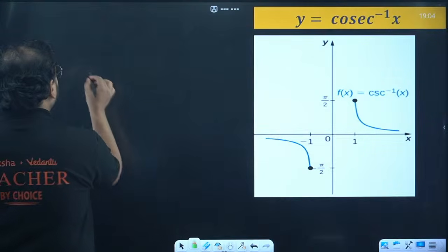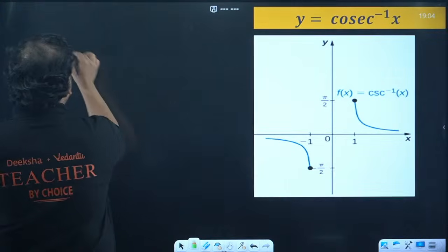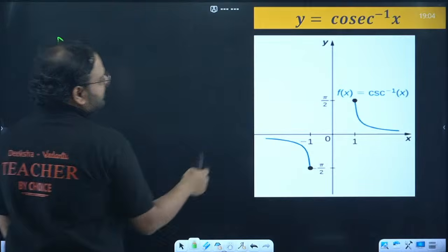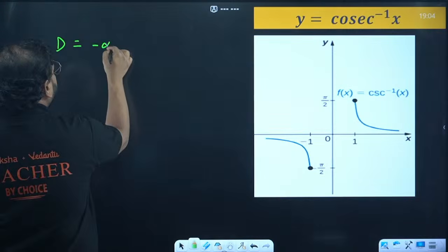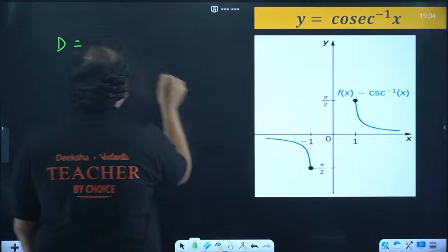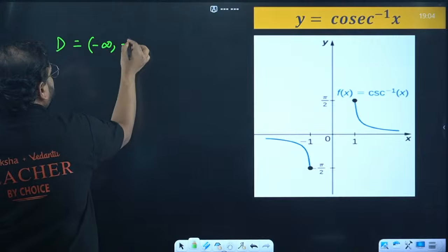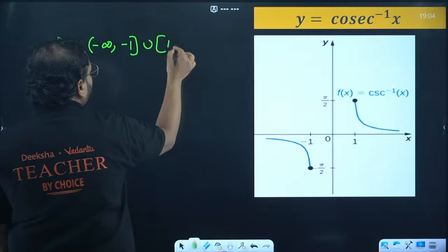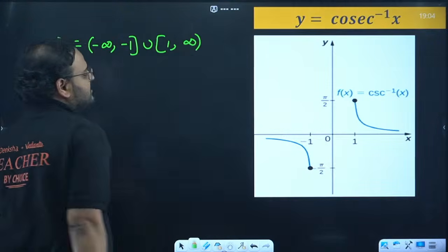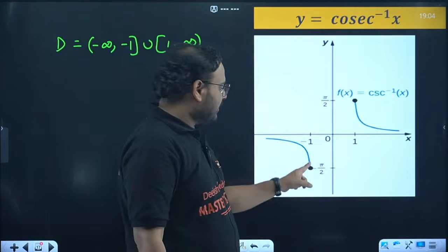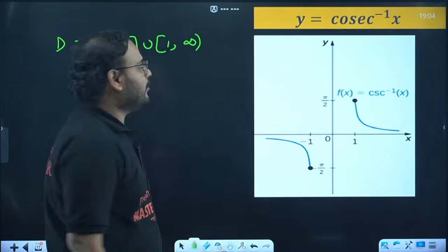Okay, so if I have to write here, the domain over here, the graph is written. Domain if I have to write, what is the domain? So minus infinity all the way to minus 1. Minus 1 also is defined, union 1 to infinity. This is my domain. I can go all the way till minus 1 and again 1 to infinity.